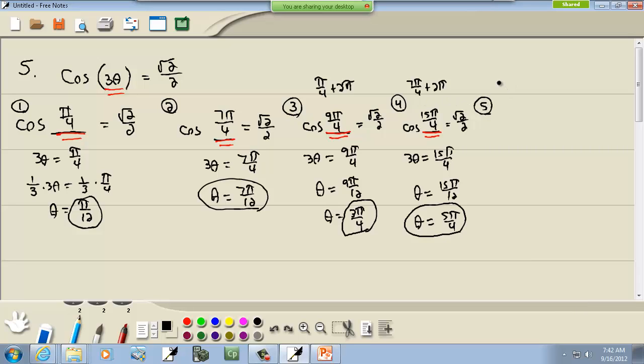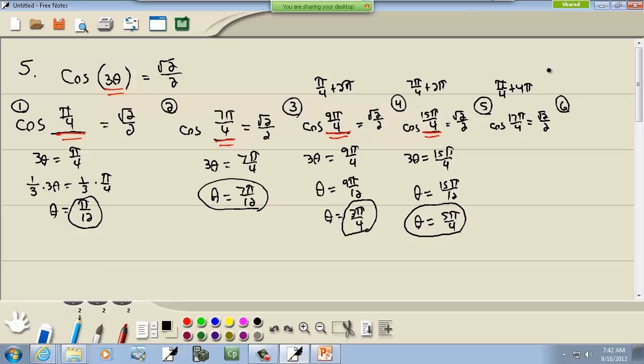Now, if we took pi over 4, our first answer, instead of adding 2 pi, we add 4 pi. We're still back to the same location. 4 pi times 4 is 16, plus 1 is 17 pi. So cosine of 17 pi over 4 is also equal to square root of 2 over 2.